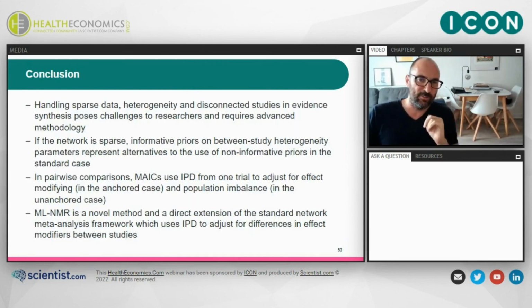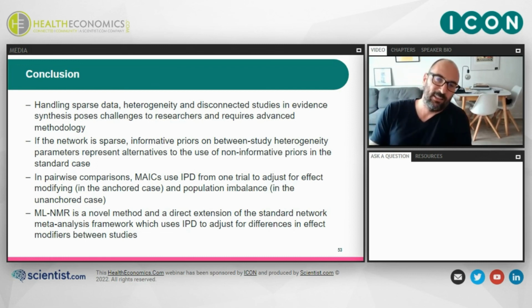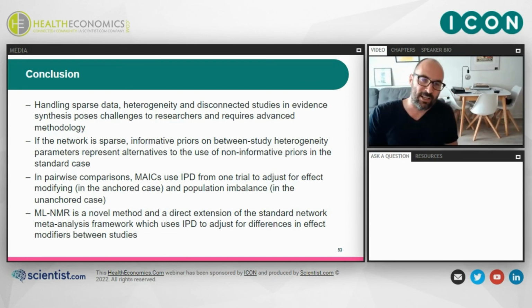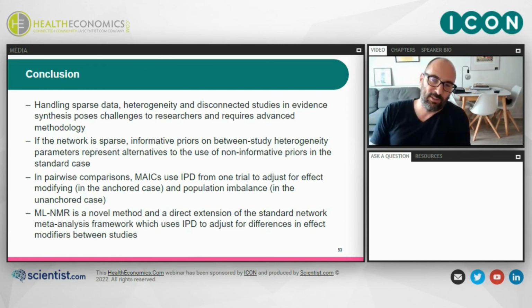So in summary, we've looked at handling sparse data, heterogeneity, and disconnected studies. For the sparse networks, we've looked at how to incorporate informative priors to deal with that. We've looked at using the MAIC and the ML-NMR in order to use IPD data to address issues with bias, and some of the pros and cons of using those two. So with that, I've wrapped up.